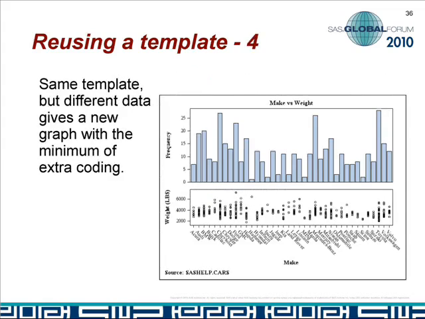Remember that I developed this template using sashelp.class, but this graph uses the data in sashelp.cars, and we did not change more than 5 values in the program. And they are the input dataset, the categorical variable, the response variable, the title, and finally the footnote.